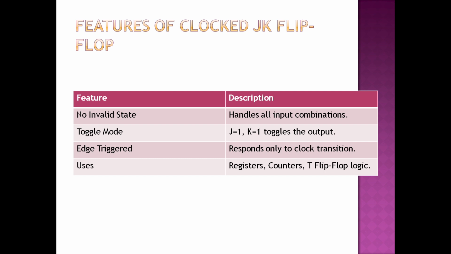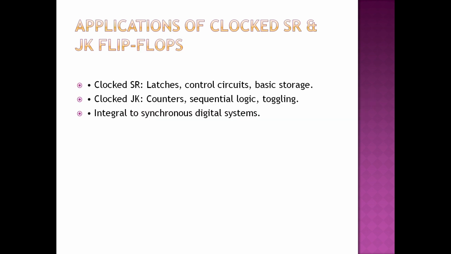Now we can discuss the features of the clocked JK flip-flop. The JK flip-flop eliminates the invalid input problem of the SR flip-flop. It performs a toggle operation when J and K are both 1, flipping the output to its opposite state. It is usually edge triggered, meaning it reacts on a clock pulse transition. JK flip-flops are widely used in designing T flip-flops, binary counters and registers.